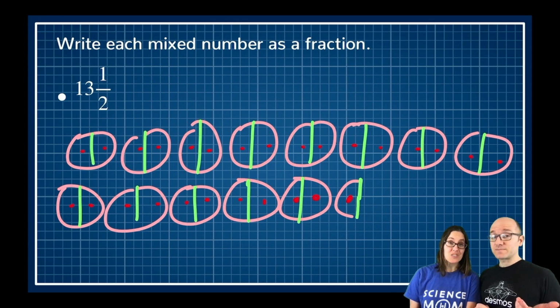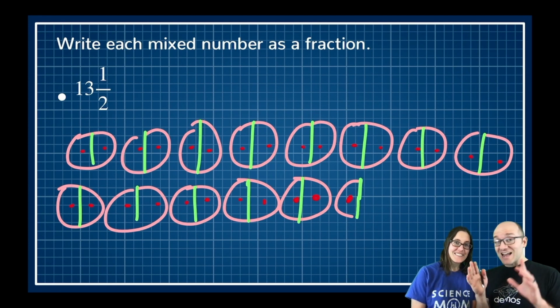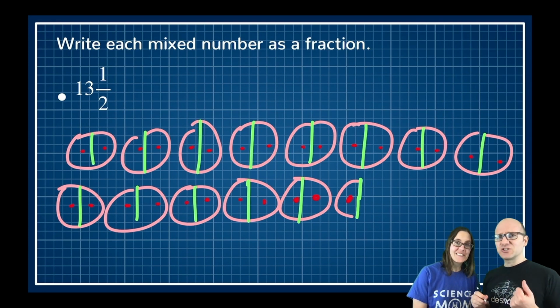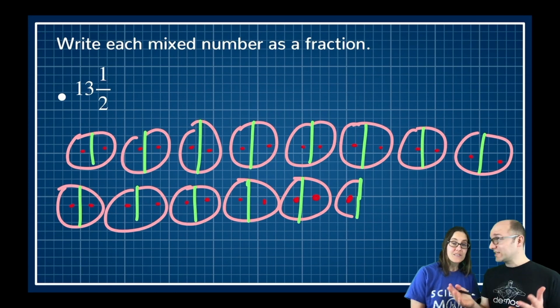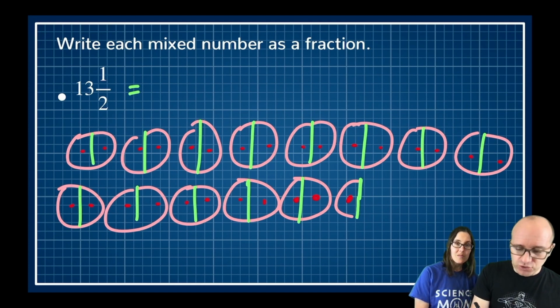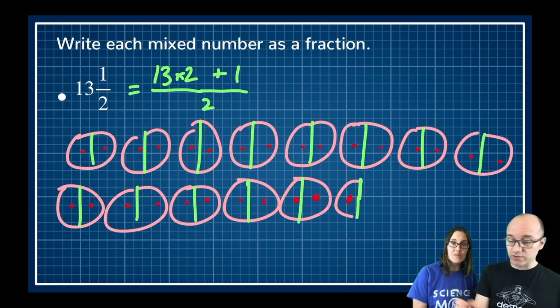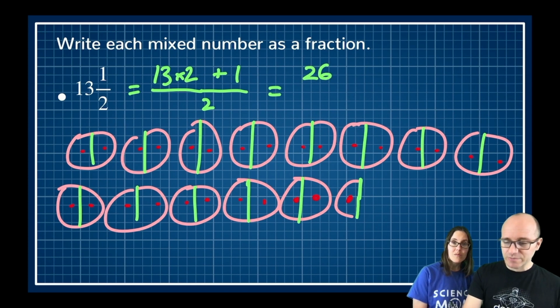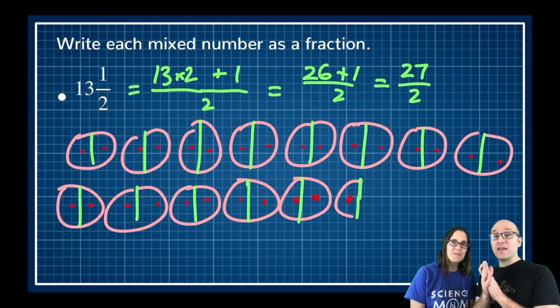It is, but it's easier just to say, well, 13 times 2. Ooh, Science Mom for the win here. She's exactly right. Rather than count all those pizzas, we could just say, well, there were 13 of them, each cut into 2 slices. So 13 times 2 is 26, and then we just have to add the next pizza on. What we said was we should do 13 times 2 plus the 1, all divided by 2. So that was 26 plus 1 divided by 2 for a grand total of 27 divided by 2. 27 halves.